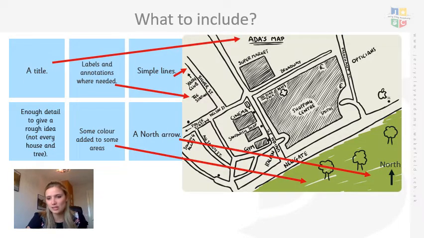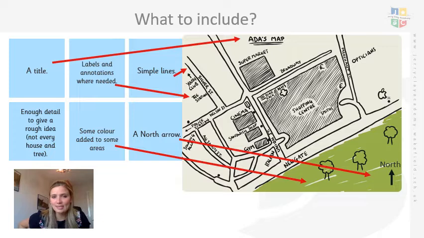So, things to include in your sketch map. You've got a title, so you can see the title of this one's called Ada's map. You've then got labels and annotations where needed. Labels or annotations are just to tell the person that's reading yours what they are actually looking at. For example, you can see that there's a station, a cinema, a supermarket, a shopping centre, because it's really clearly labelled.